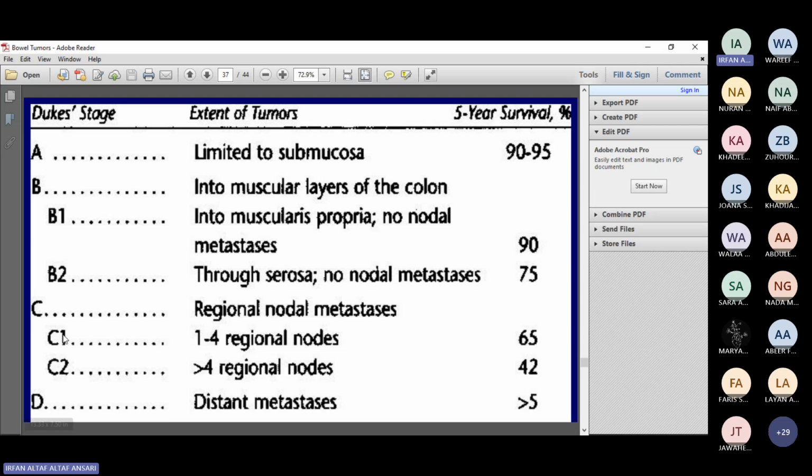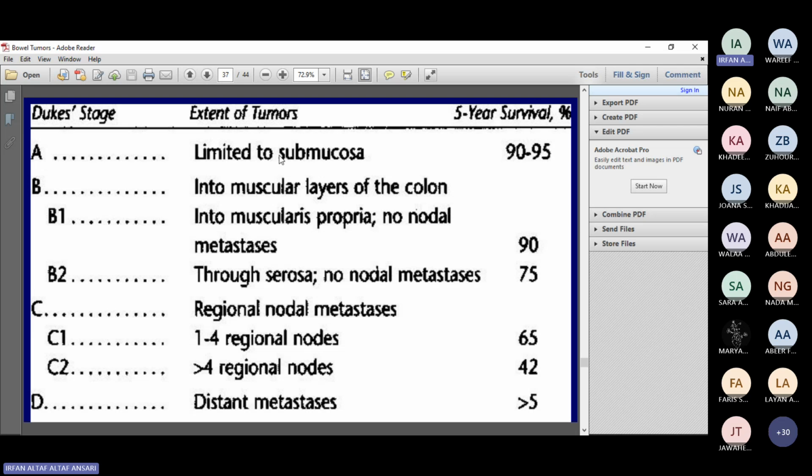C1 is another way of classification: 1 to 4 regional lymph nodes. C2: more than 4 regional lymph nodes. It is independent of the other classification. Even if the tumor is limited to the mucosa, but you see the distant metastasis, it becomes Dukes stage D. A case scenario has been presented to you.